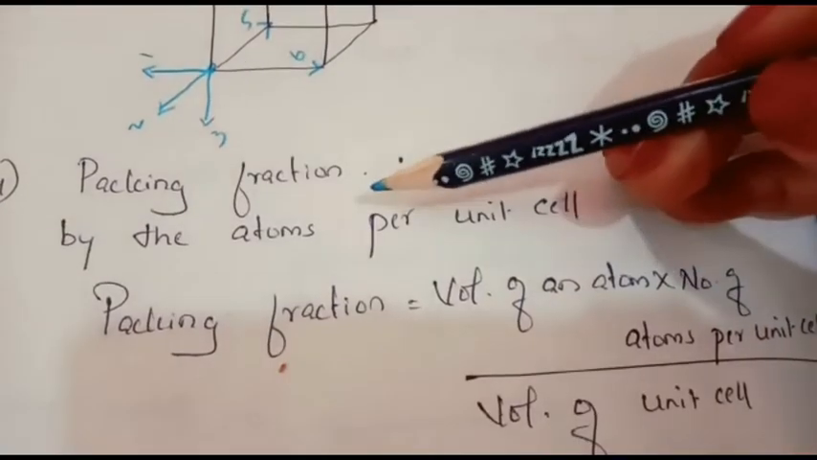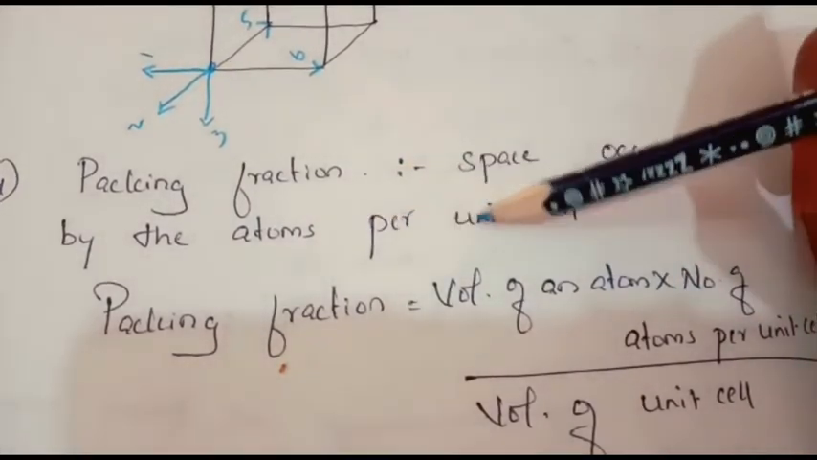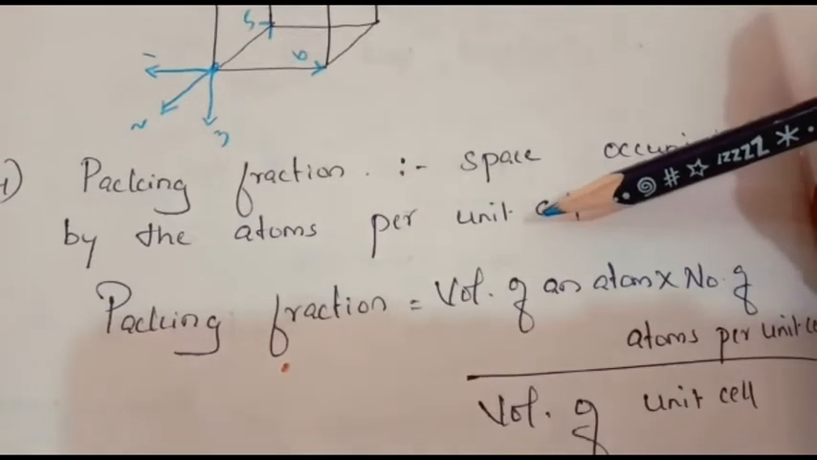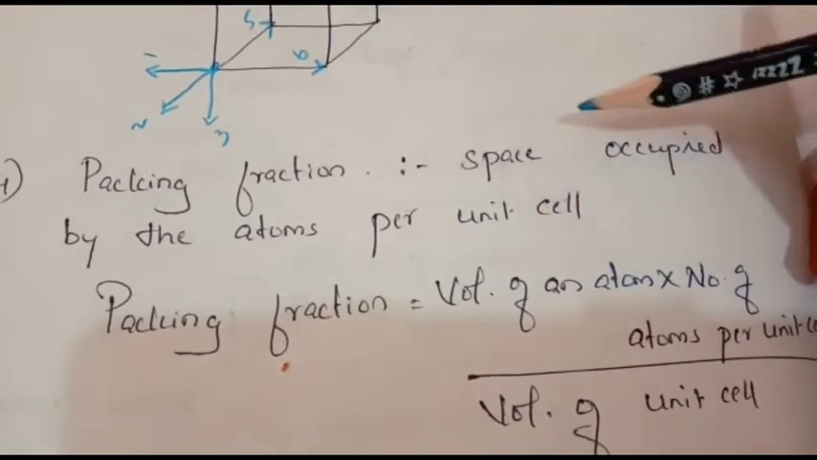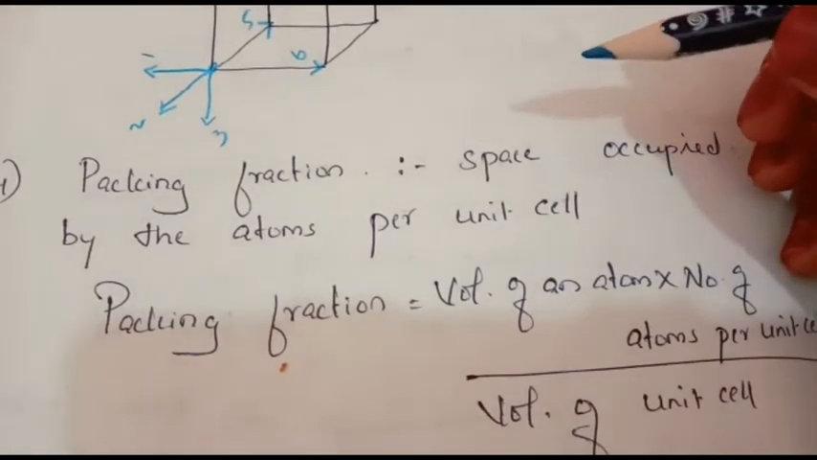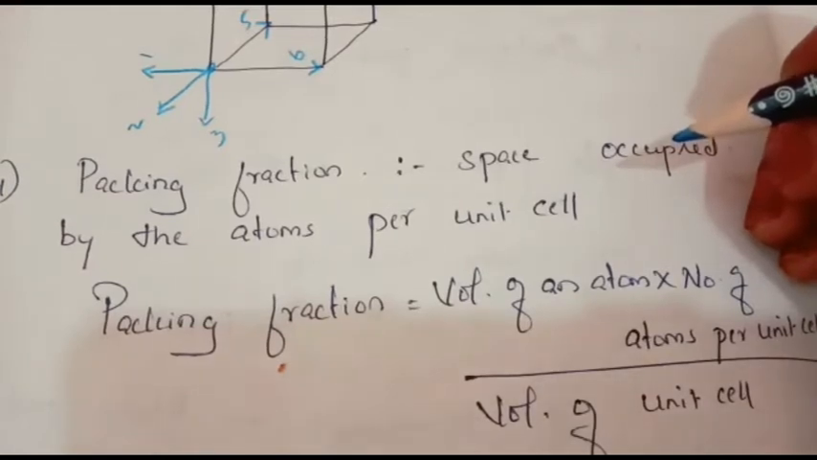Next one is packing fraction. Packing fraction means the space occupied by the atoms per unit cell. That means how the atoms are arranged in a cube, or in a crystal how the atoms or molecules are arranged in the space. That is known as packing fraction.